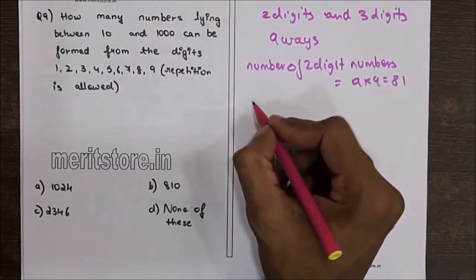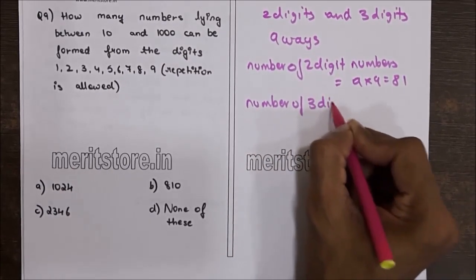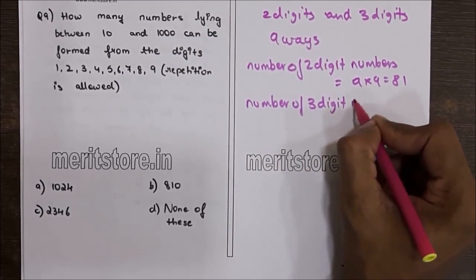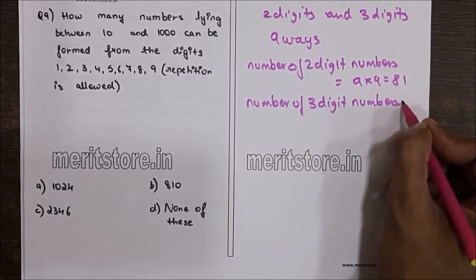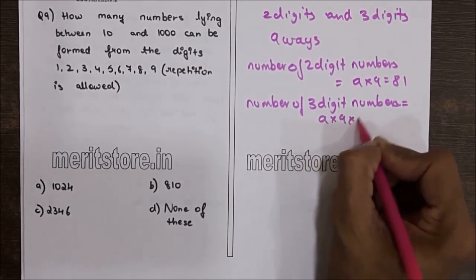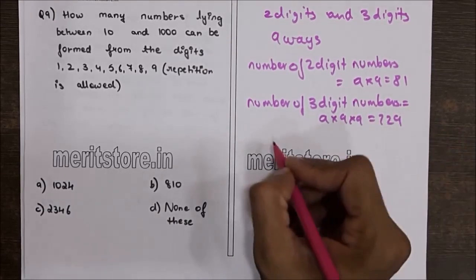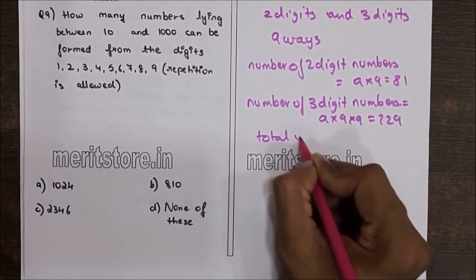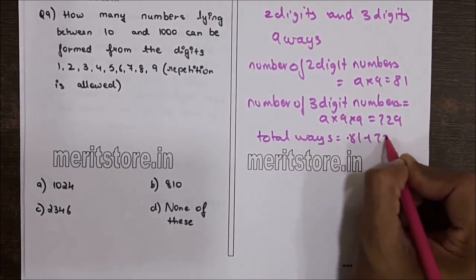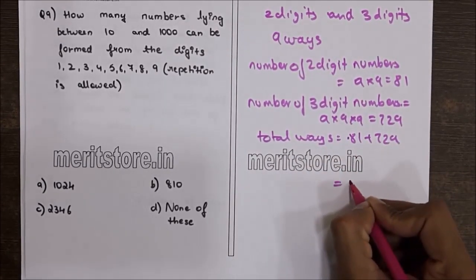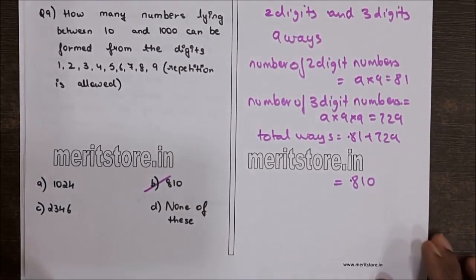And the number of 3-digit numbers can be given as 9 into 9 into 9, which is equal to 729. Hence, the total number of ways can be given as 81 plus 729, which is equal to 810, which is our option B. Therefore, option B is the correct answer.